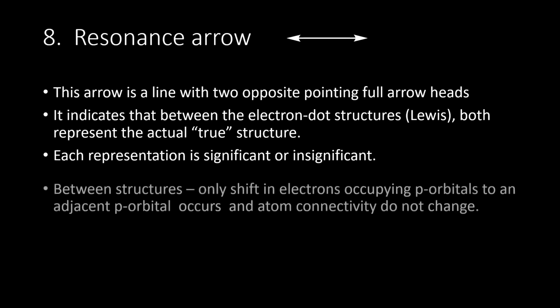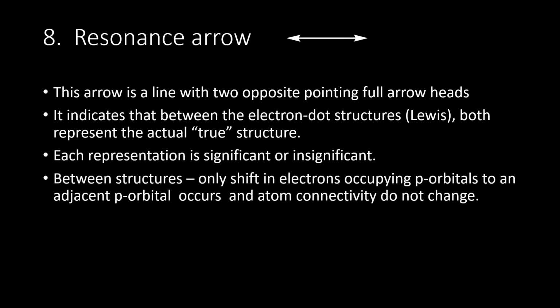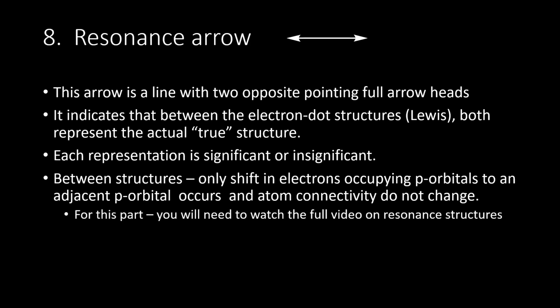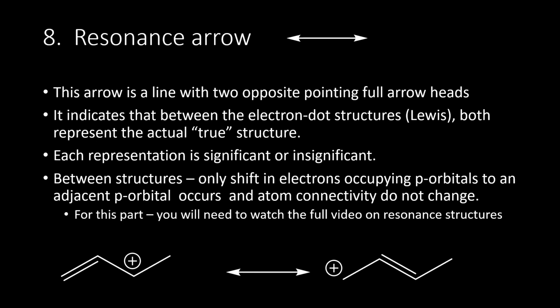Between structures, only a shift in electrons occupying a p orbital to an adjacent p orbital occurs, and atom connectivity does not change. For this part, you will need to watch the full video on resonance structures. This is an example of resonance structures between 2 allylic cations. Which one do you think is the more significant structure? Review the video on resonance structures.